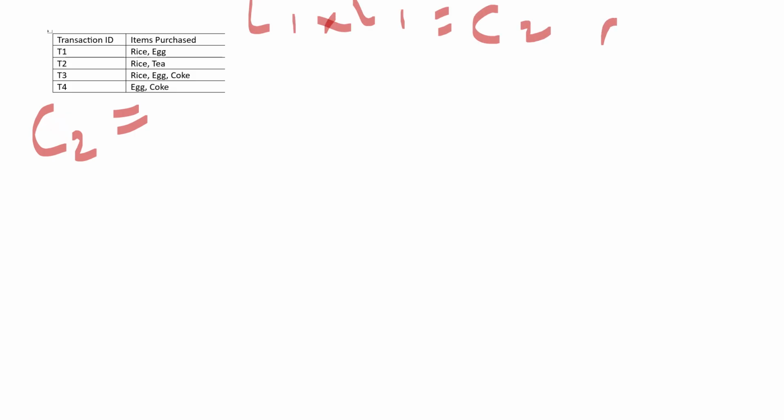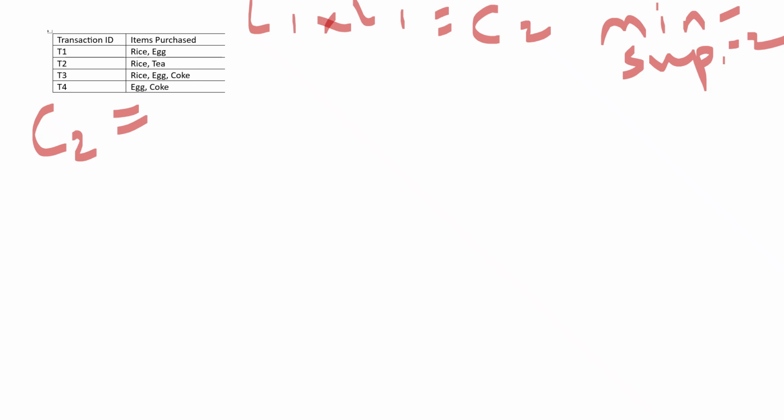Now we have to form the candidate item set 2. So how to form the candidate item set 2? Already we are having L1. So by combining L1 join with L1, we will get the C2. So we should remember our min support should be 2.